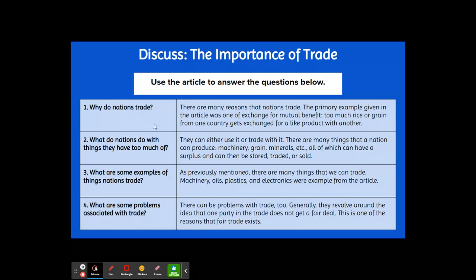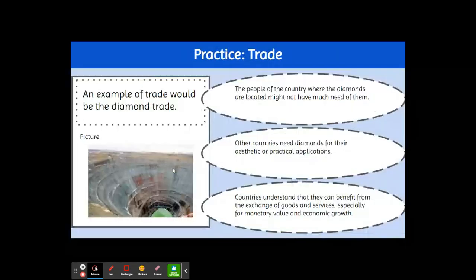And again, folks, you're going to want to answer the questions with at least 2 complete and complex sentences. You can see what I have done here. And as always, you can use these as an example and as a guide, but please don't copy me, okay? The one thing I will say that you could copy would be right here. What are some examples of things nations trade? You can see that I actually mentioned directly machinery, oils, plastics, and electronics were examples from the article. So you can use those specific examples. That would be fine.